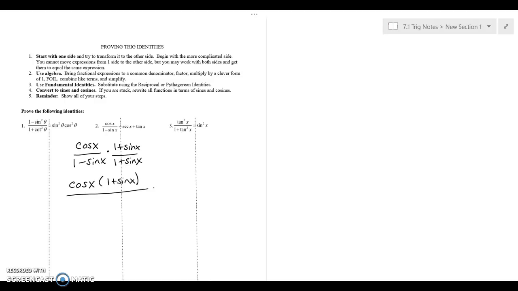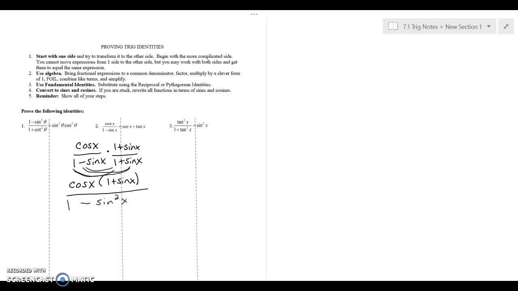On the bottom, when I multiply, remember, you're going to distribute. So you're going to take 1 times 1, which is 1. You're going to take 1 times sine x, which is sine x. You're going to take negative sine times 1. However, when you take negative sine x times 1, it's going to cancel with the 1 times sine because they're opposites. One's positive, one's negative. So we really don't need to write it down. And then I'm going to take negative sine and multiply it by positive sine, which is negative sine squared x.